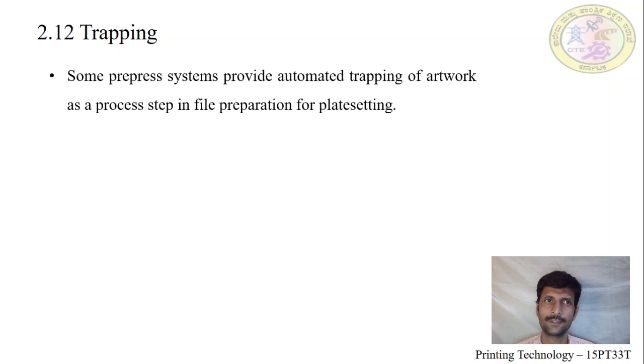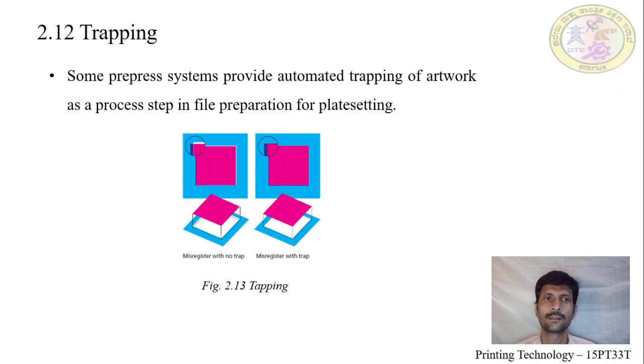Now I will show you how it will work. In prepress, the system provides it automatically during plate setting or preparation of the plate. This is how it looks. See, when printing with cyan and magenta ink, if there is misregistration, it will create a white patch instead of one overlapping the other. This is with no trapping, and this is with trapping. Without trapping, a white patch will occur. Misregistration is possible, and to avoid it, we use trapping.